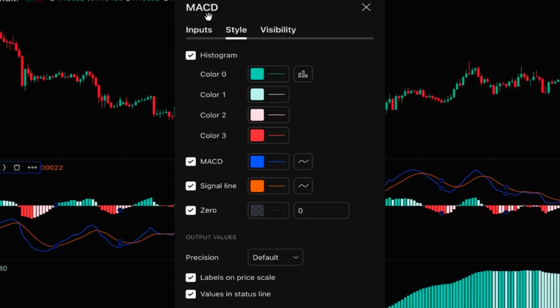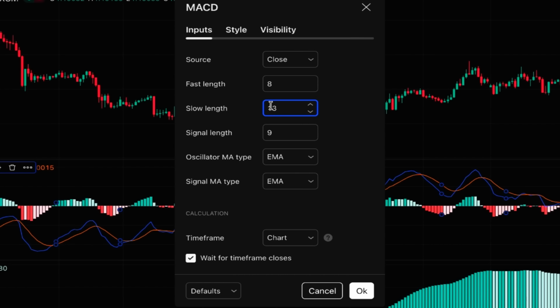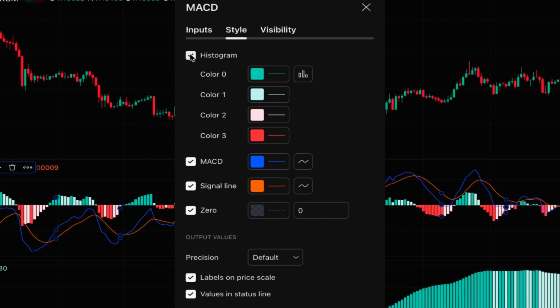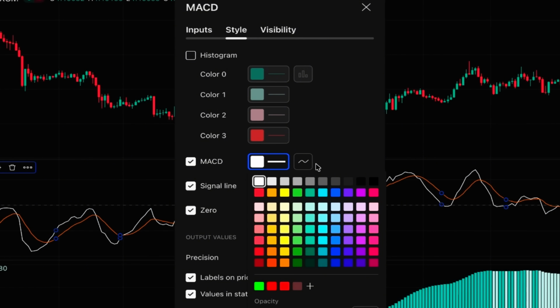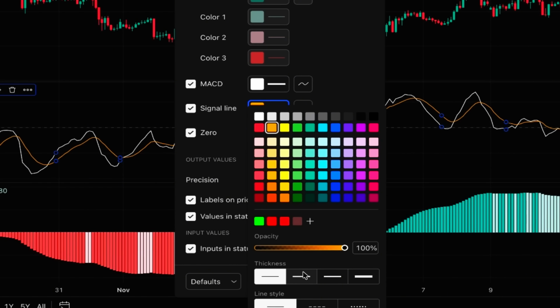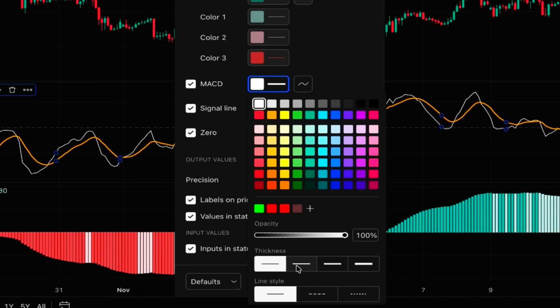And first here in the inputs tab, for the fast length we set it at 8, and for the slow length we set it at 13, and for the signal length it should be 9. Then we go to the style tab and we remove the histogram. For the MACD line, we change the color to white, and for the signal line, we change the color to orange. We also increase the thickness of the lines so they will be better visible on the price chart.